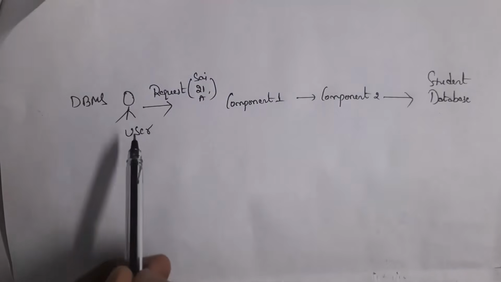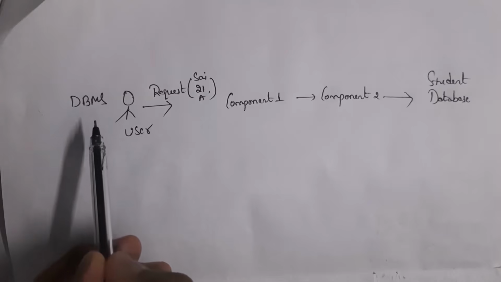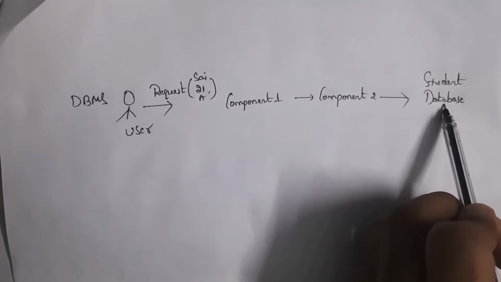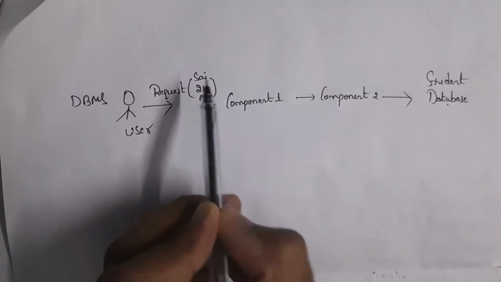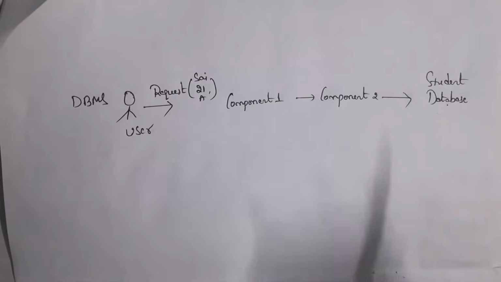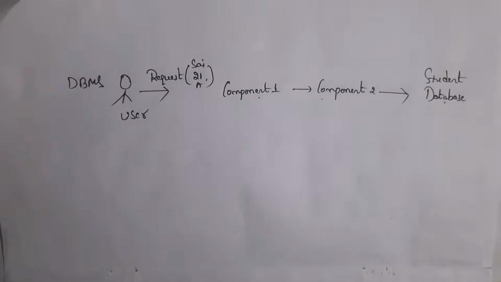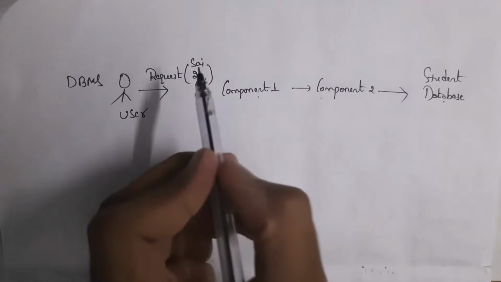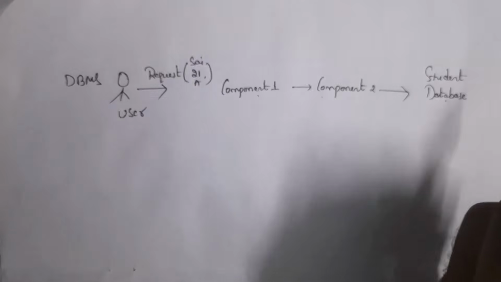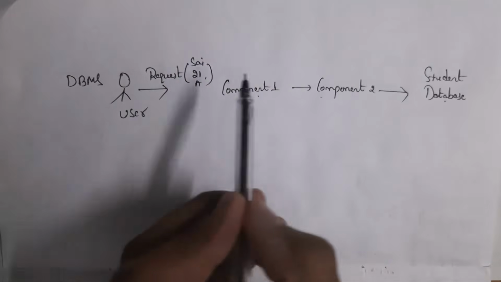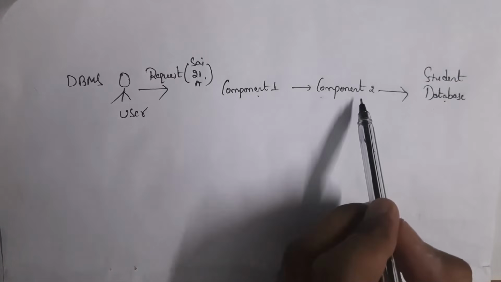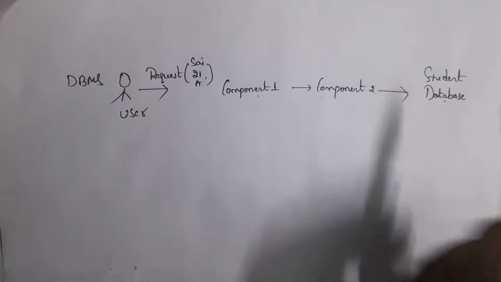For example, I am using this database management system software. In this software, there is a student database. Now I want to store information like name Sai, roll number 21 and section A. I want to store this record in the student database. So I need to send a request. Whenever I send any request, my information is not directly stored in the student database. Instead, at first my information is sent to component 1, and again my information is sent to component 2, and at last my information is stored in the student database.